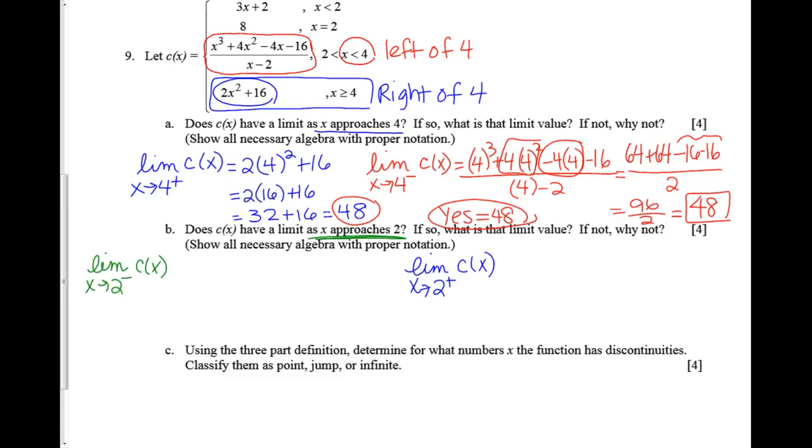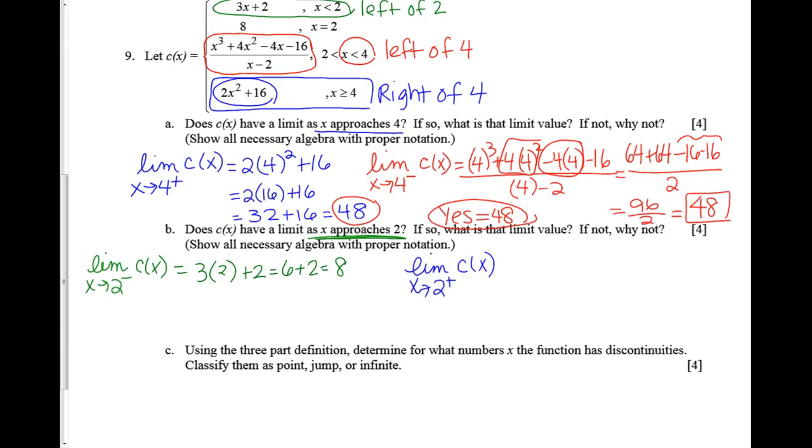So the left of 2 is when I'm less than 2. So that would be up here in the top part of the function. That's the left of 2. So I'm going to plug in there. And I'm going to have 3 times 2 for x plus 2, which gives me 6 plus 2, which is 8. Okay, so my limit as x approaches 2 from the left is 8.